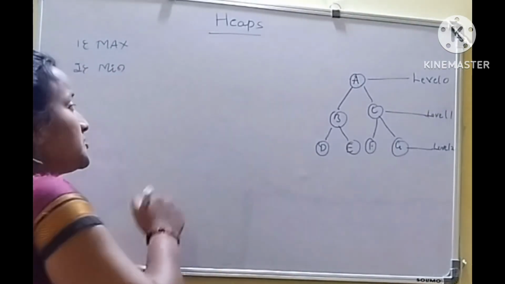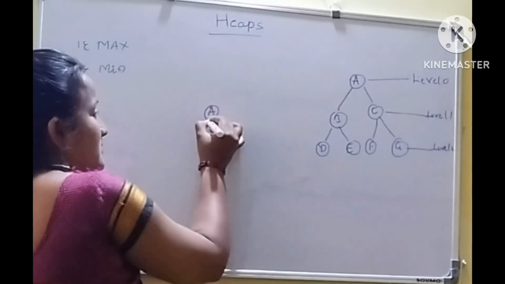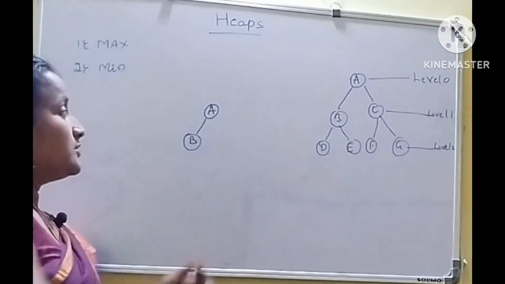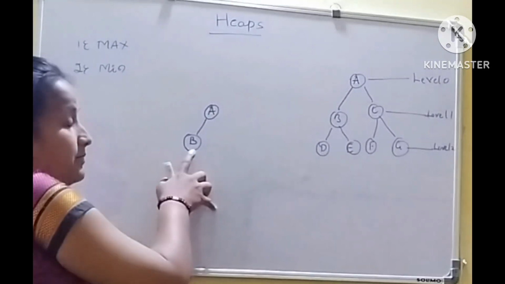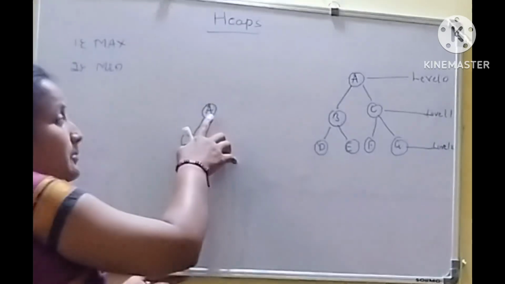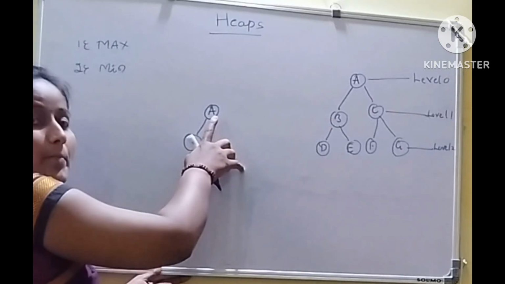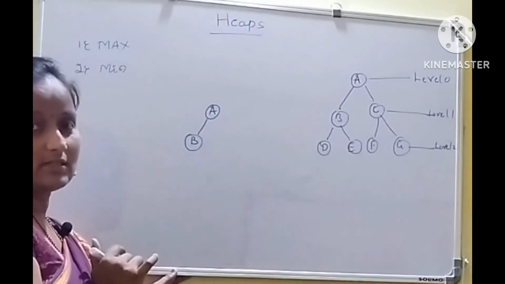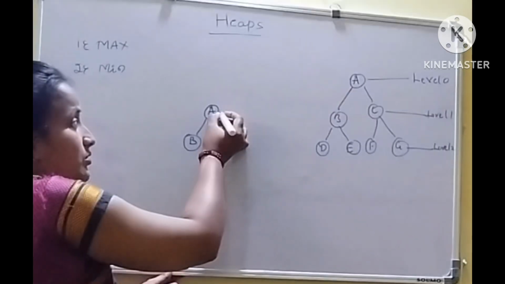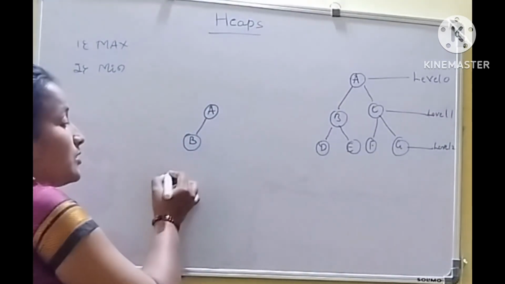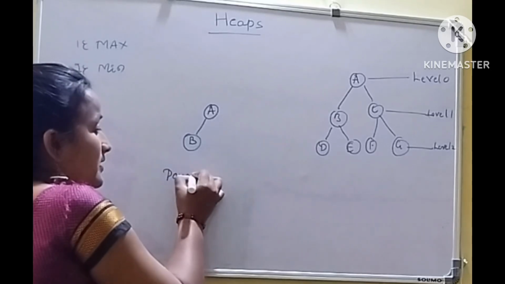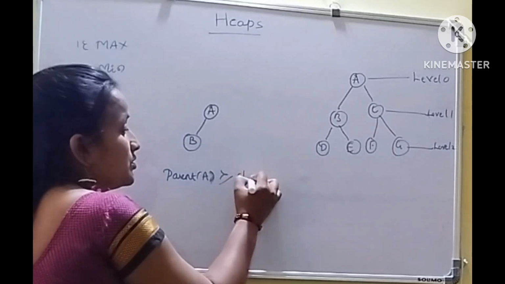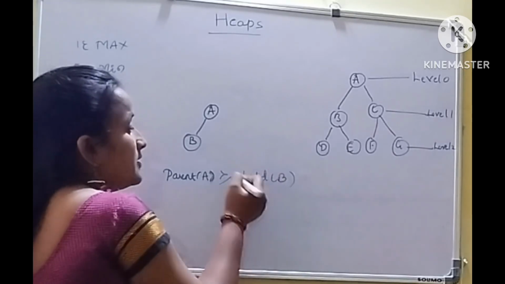Max heap is, suppose I take one example. Assume there are 2 nodes, A and B. A will act as the parent and B will be the child. In a max heap, the parent node should always be greater and the child node should be smaller than that one. Which is the parent node here? A is the parent and B is the child node. I can write that parent of A should be greater than or equal to child of B.